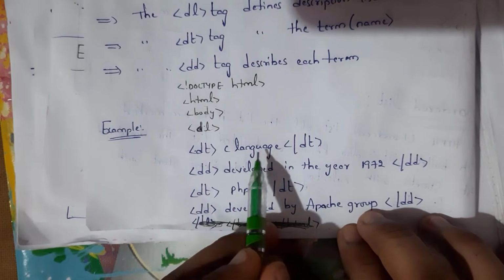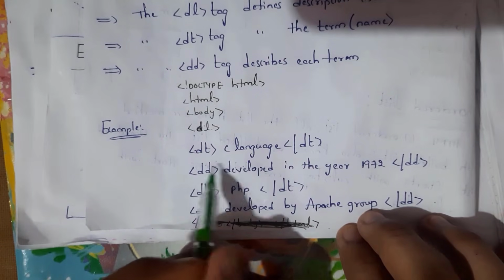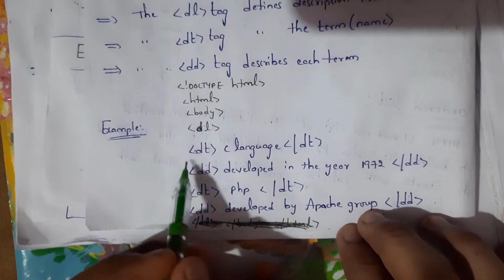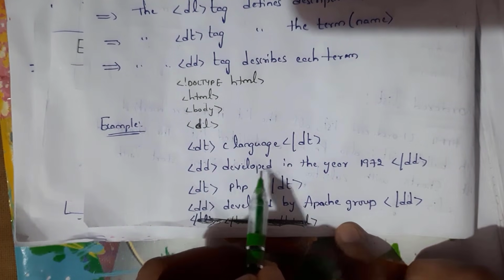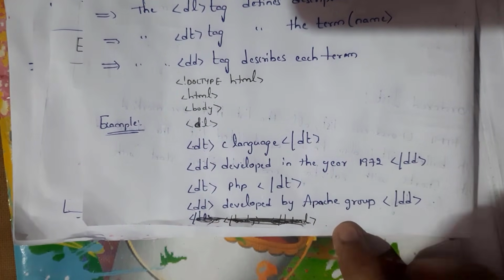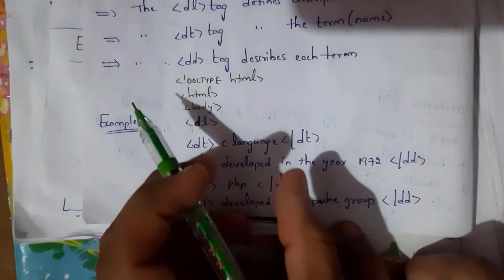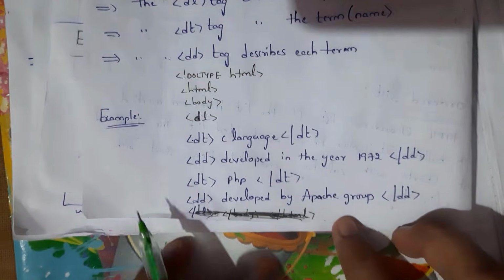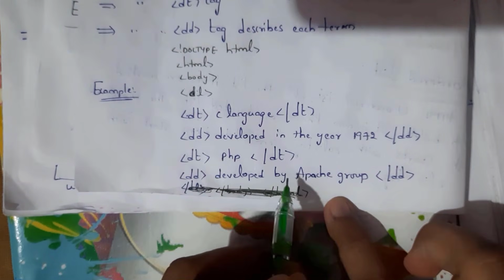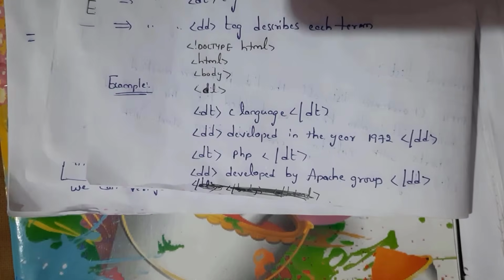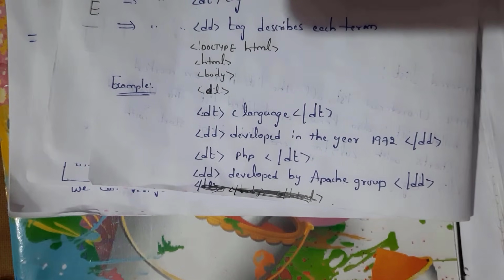The description term is nothing but the heading, and in the DD we are going to write the data. I took DT as C language and inside DD I wrote developed in the year 1972. This is the heading and this is the data. Similarly, the next description term is PHP, developed by Apache group. These are the two descriptions that I have written.